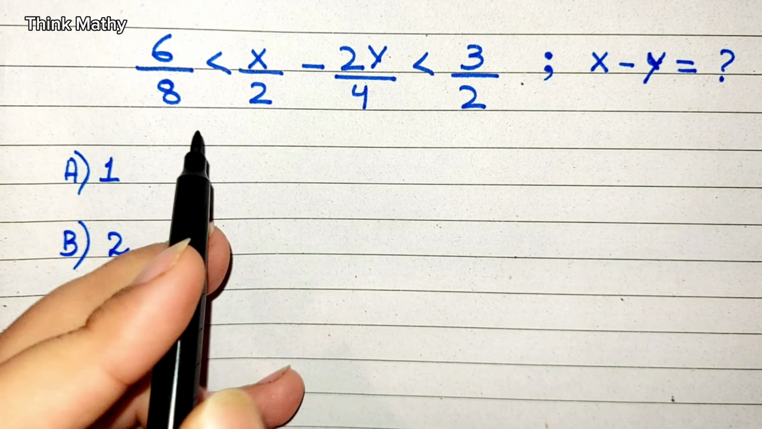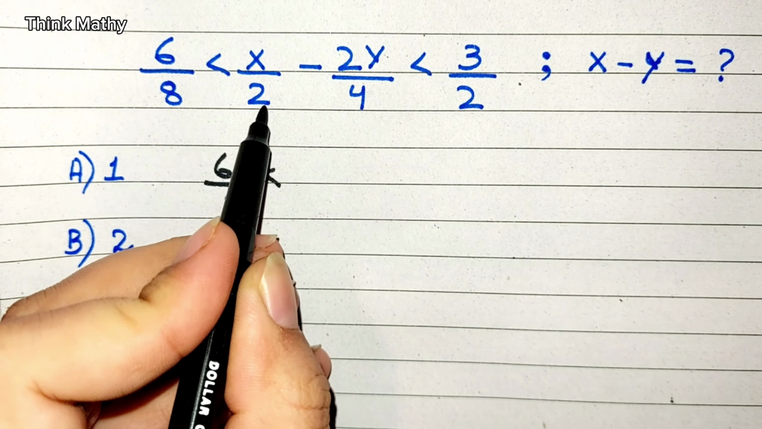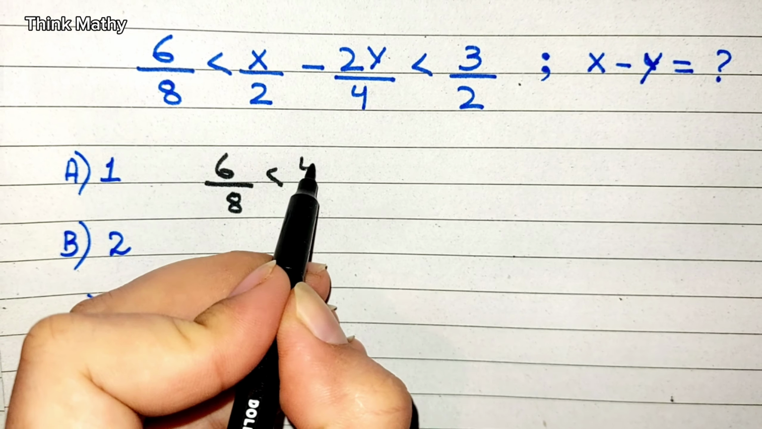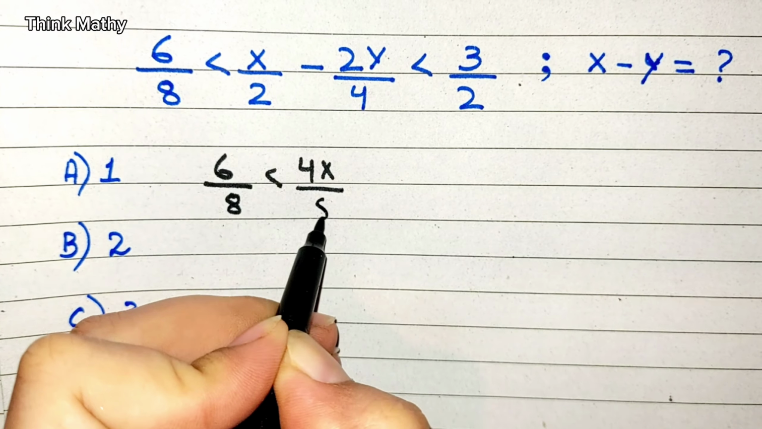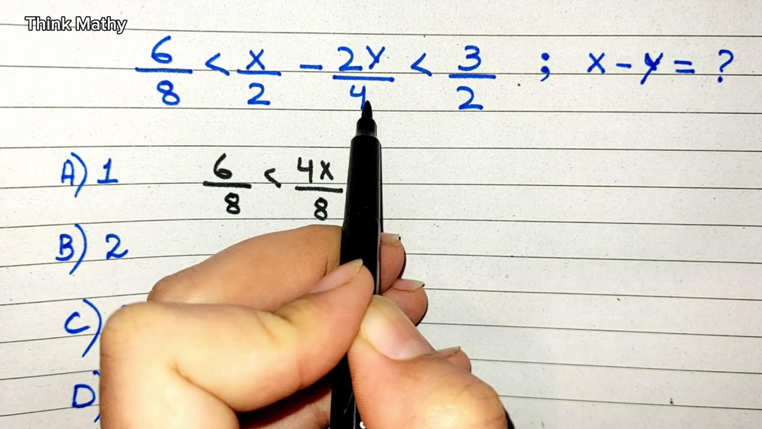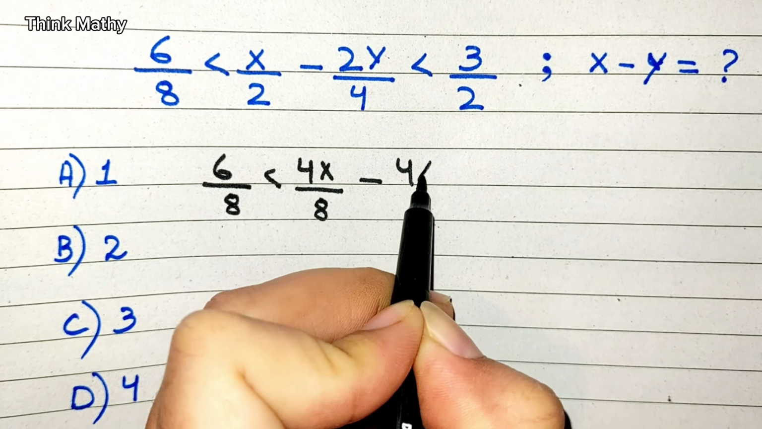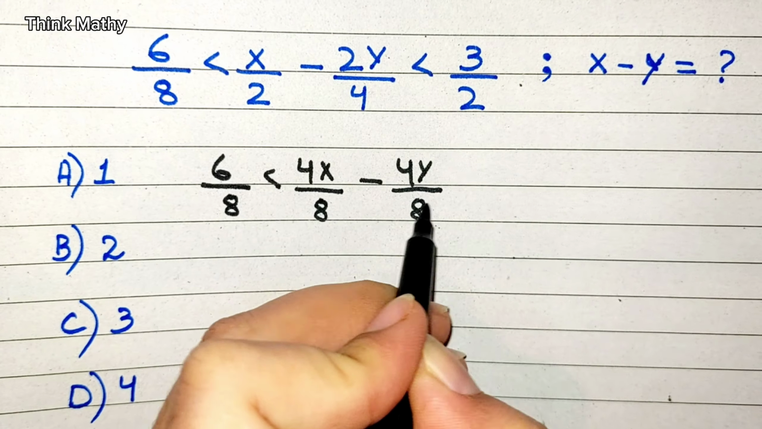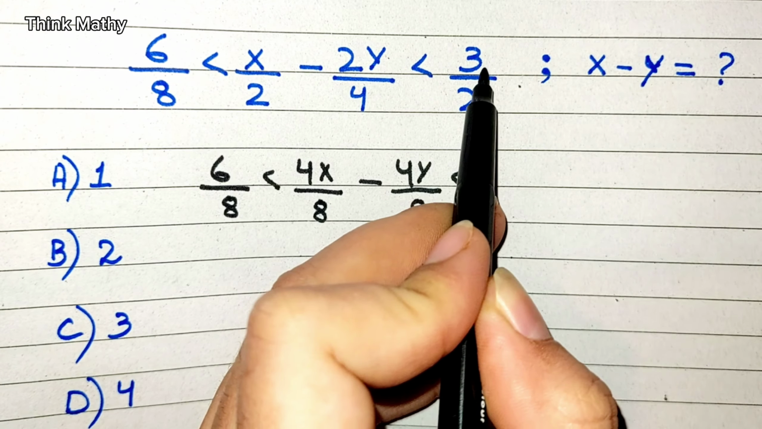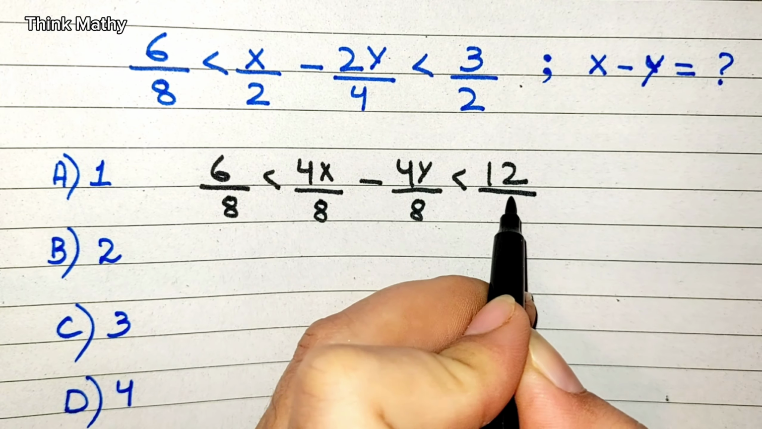So here we will write 6 over 8 is less than 4x over 8 minus, since 2 times 4 is 8, it will be multiplied with 2, and that will be 4y over 8, is less than, here 4 times 2 is 8, so it will be multiplied with 4, that will be 12 over 8.